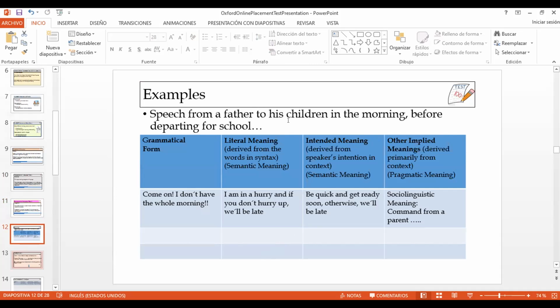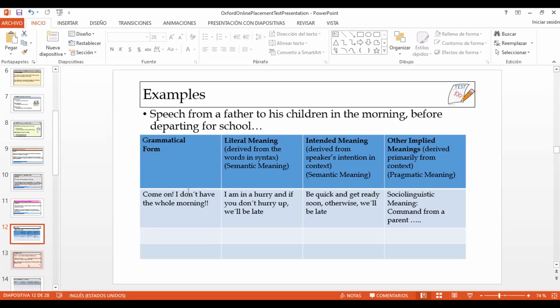So, speech from a father to his children in the morning before departing for school. "Come on, I don't have the whole morning," the father says. And so if we pay attention to grammar only, we say, well, this person is commanding something. Okay, well, calling the children. He's talking in a negative sentence? Yes, I don't have the whole morning. So it's a negative sentence.